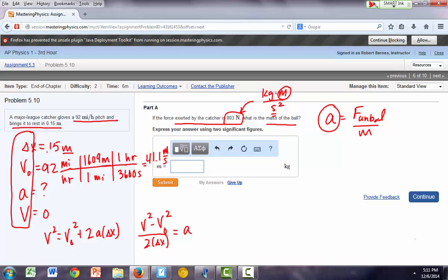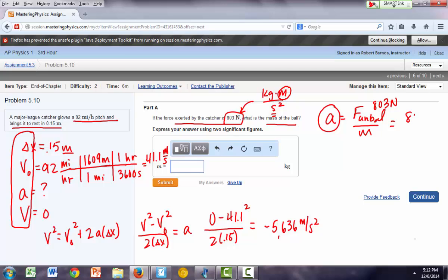So I come down here and I say my final velocity is 0. Subtract 41.1 squared, over 2 times 0.15. It's going to be a pretty big acceleration. So let's square the numerator, divide by 0.3, negative, because the acceleration is in the opposite direction of the ball's motion, and the ball's motion was positive. Meters per second squared.